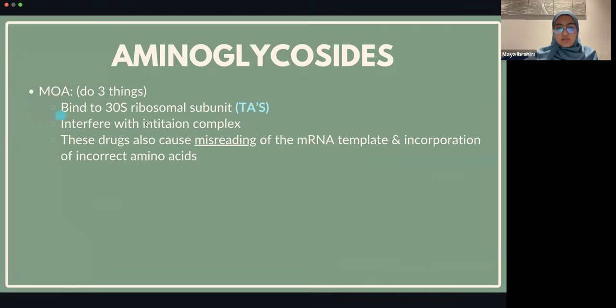Now, the mechanism of action does three things. It binds to the 30S ribosome, remember TAs, and it interferes with the initiation complex. These drugs also cause misreading of the mRNA, but most importantly, 30S. There's a table at the end of your doctor's lecture with a summary of all of this, which I'm going to include at the end, showing which subunit they target. But right now, just remember with me 30S and 50S.